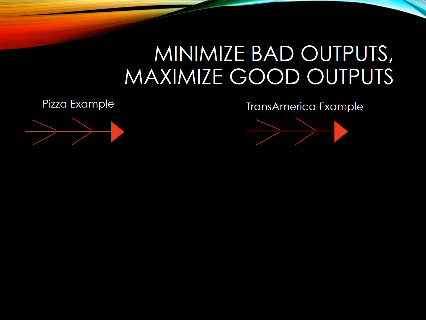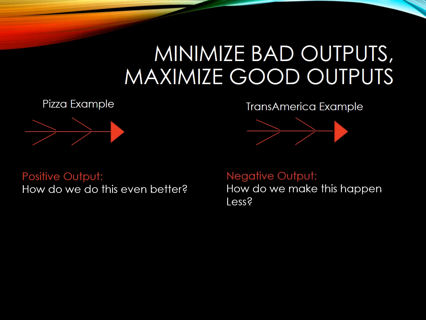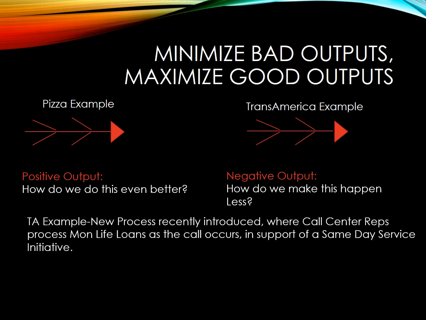So in the pizza example, we looked at using a fishbone to try and find ways to make something even better. How do we take this positive output, pizza delivery time, and do that even better? Another way to use the tool is to take a defect, some type of negative output, and say, how do we make this happen less often? How do we improve it by removing the negative? We're going to look at a Transamerica example here in a moment where we did just that. We took a negative output and we said, how do we make this happen less often?